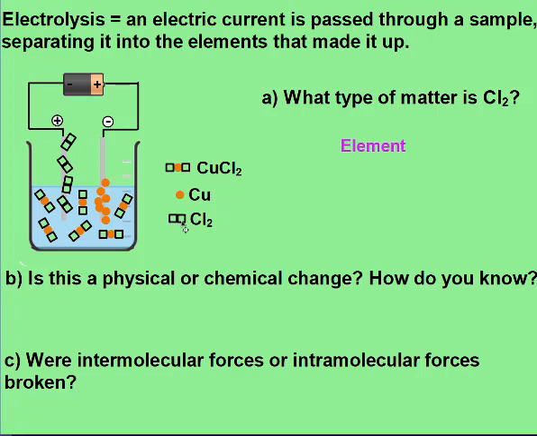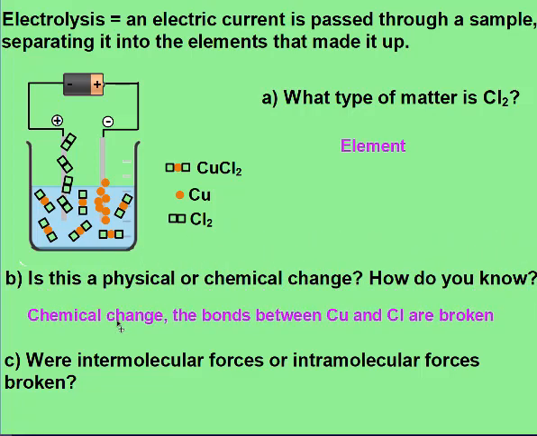So is this a physical or a chemical change, and how do you know? In this case, it was a chemical change. The bonds between copper and chlorine are broken, and we've made copper and we've made chlorine. So this one compound is broken up into two elements. So that's a chemical change.